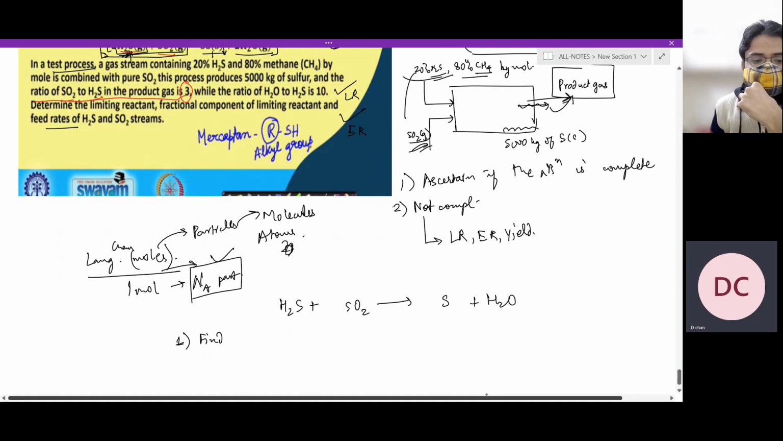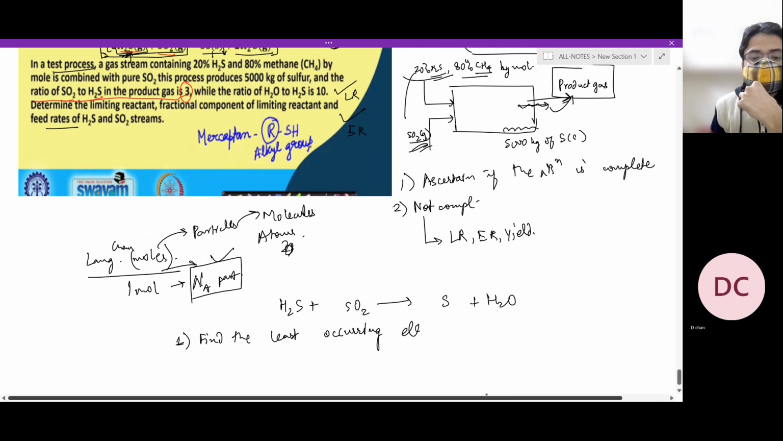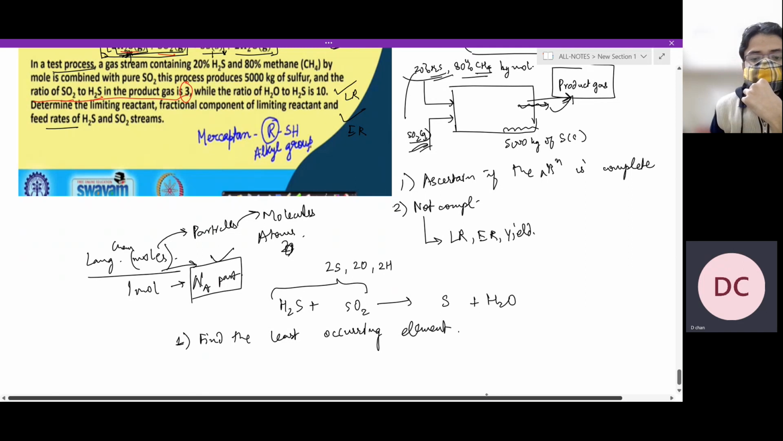Find the least occurring element. Now you see that on the left-hand side, you've got 2 sulfur, 2 oxygen, 2 hydrogen. On the right-hand side, you've got 2 hydrogen, 1 oxygen, and sulfur. Here you've got 1 sulfur. Don't touch this one.